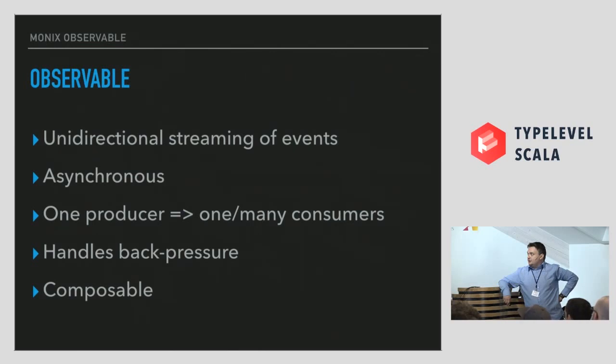And observable is all about unidirectional streaming of events. It's about asynchronous streaming of events, of course. With observable, you model a communication between one producer and one or many consumers. It handles back pressure by default, baked in the protocol. You can handle back pressure with actors, but you have to implement that protocol yourself.